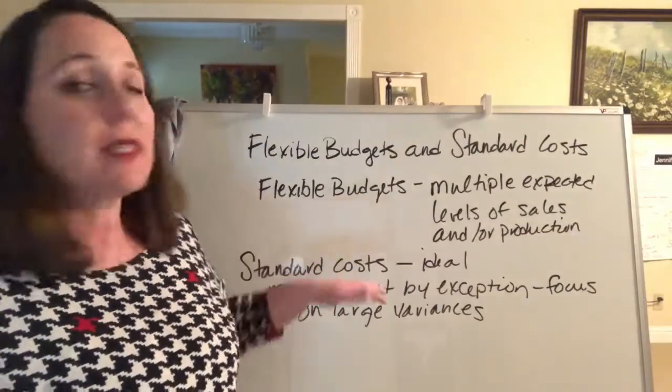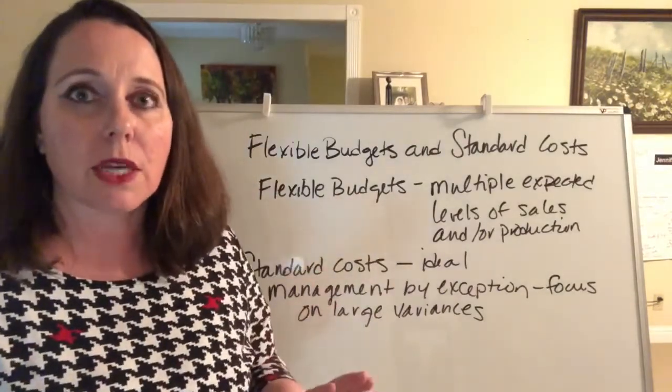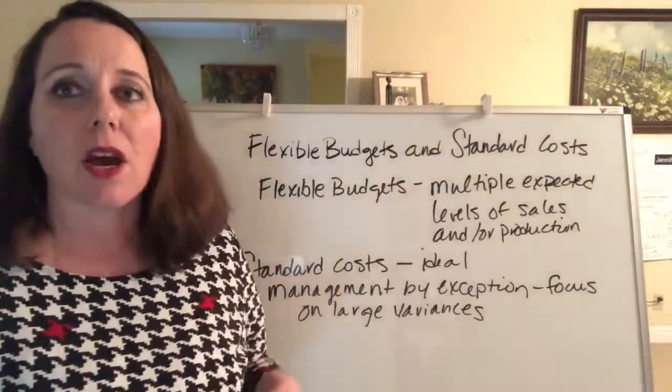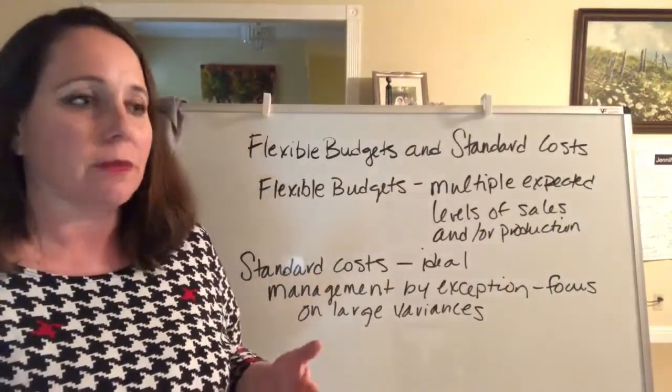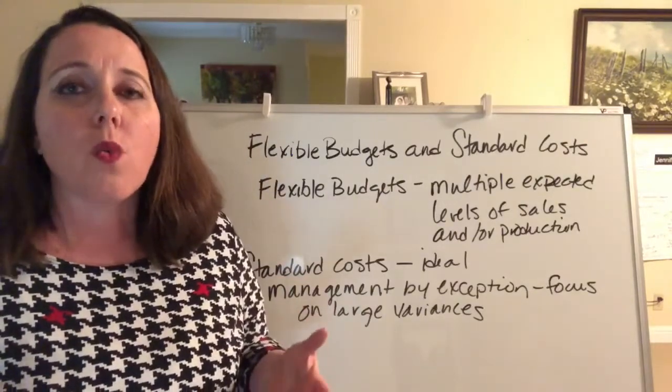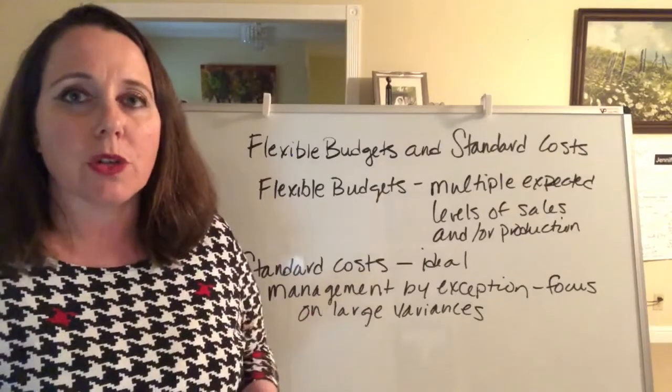Okay, that's how we're gonna start off with flexible budgets. Then we're gonna start looking at our standard costs, which is our ideal. So standard costs are basically what we think it should cost us to produce our product.